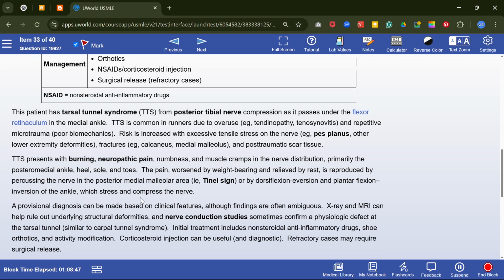The provisional diagnosis can be made based on clinical features, although findings are often ambiguous. X-ray and MRI help to rule out structural deformity. Nerve conduction studies sometimes confirm the physiologic defect at the tarsal tunnel, similar to carpal tunnel. Initial treatment includes NSAIDs, shoe orthotics, and activity modification. Corticosteroid injection can be useful, and refractory cases may require surgical release.